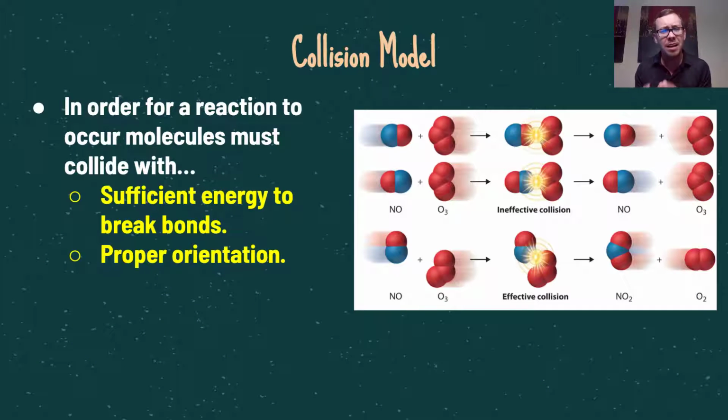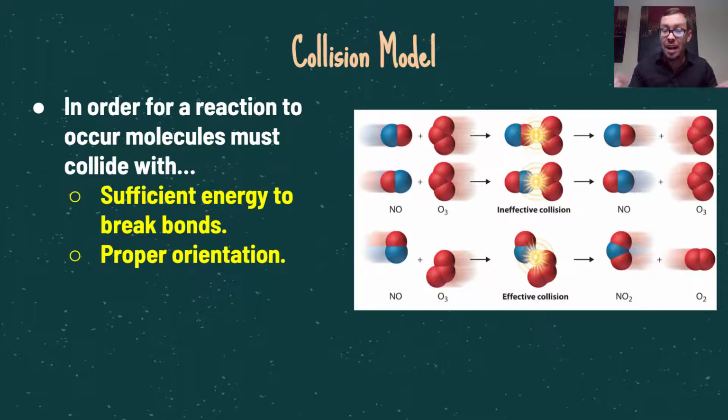So let's talk about the collision model. The collision model basically refers to the fact that two things need to happen in order to have an effective collision to be able to convert our reactants into products. The first is there being a sufficient amount of energy to break the bond. So if two molecules collide with each other, but with an insufficient amount of energy, they're not going to break the bonds necessary in order to convert reactant into product.